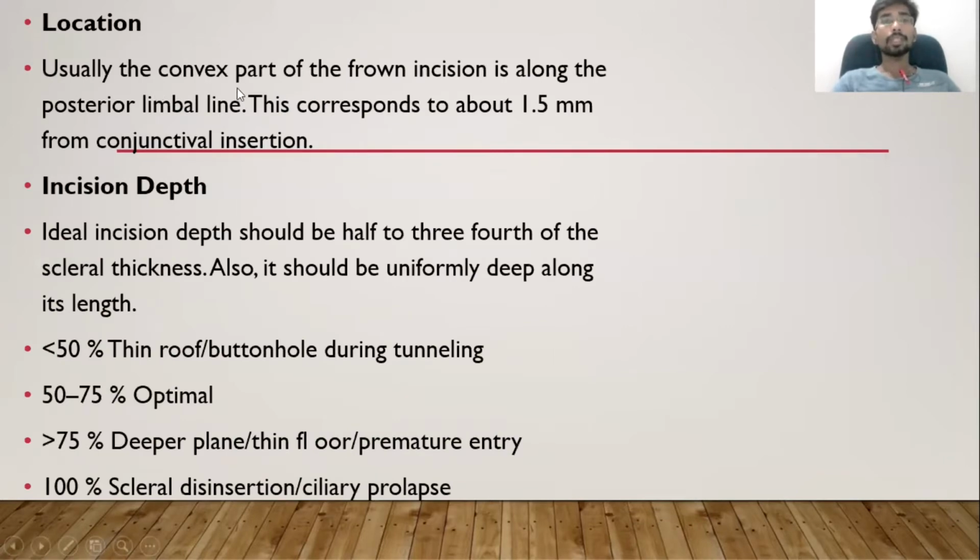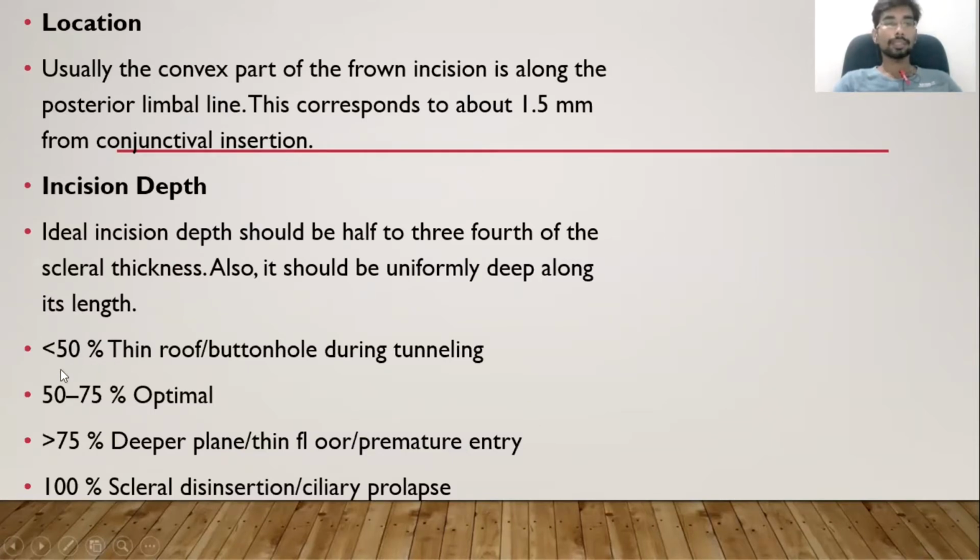Location. Usually the convex part of the frown incision is along the posterior limbal line. This corresponds to about 1.5 mm from the conjunctival insertion. So 1.5 to 2 mm from the limbus, we have to place the incision. Incision depth: the ideal depth should be half to 3/4 of the scleral thickness, and it should also be uniformly deep along its length.